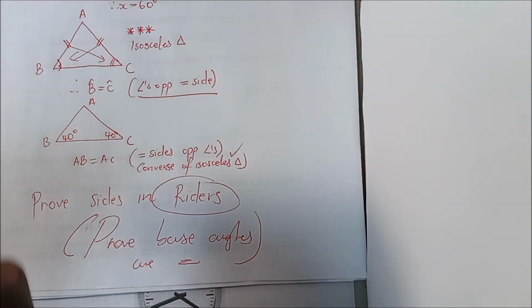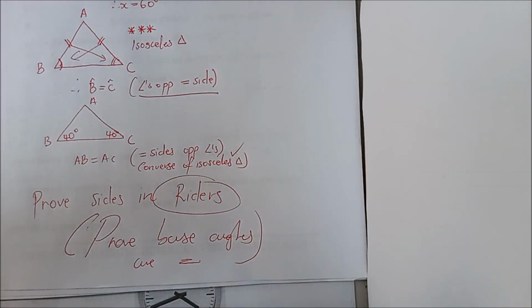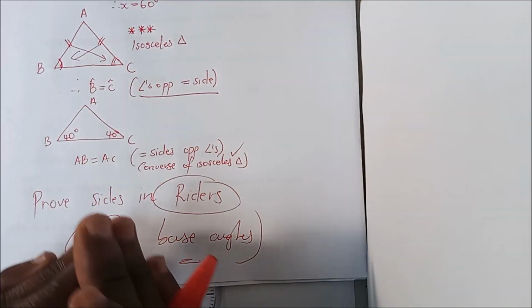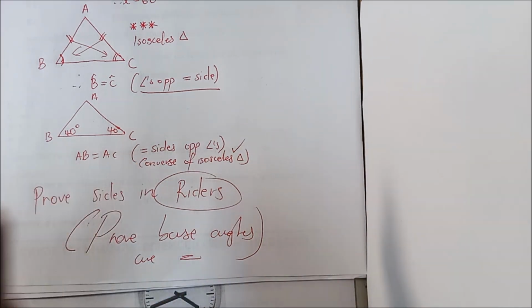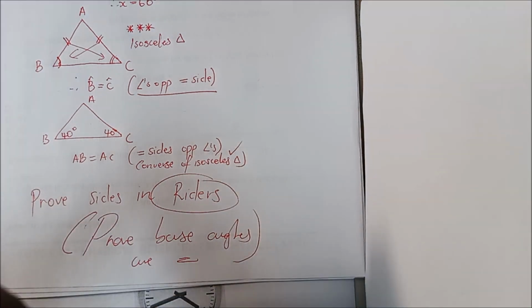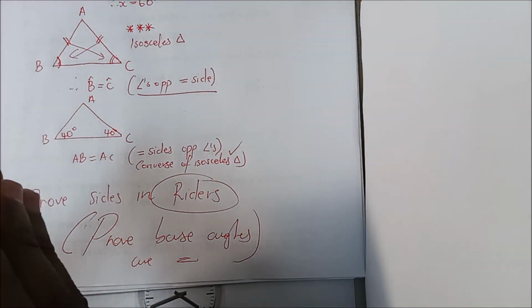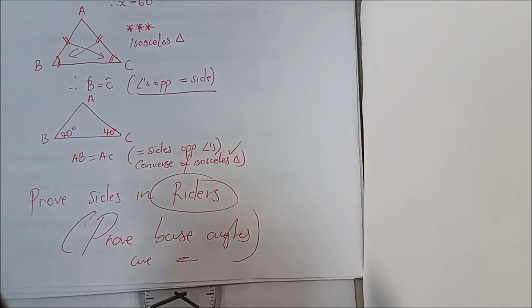So now, I'm putting stars here. I'm going to show you how I am going to use the same idea to prove difficult questions, difficult riders, using the same basic idea. So if they say prove that the two sides are equal, check if you can find the base angles and prove that those base angles are equal. If you can prove that they are equal, then you got the marks. So now the third one, okay, the last triangle.